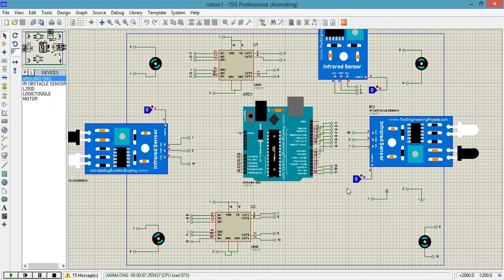We planned to do this robot in hardware, but due to corona, we are not able to do it in hardware. So we are going to simulate using this Proteus software. So this is all about the obstacle avoidance robot. Thank you.